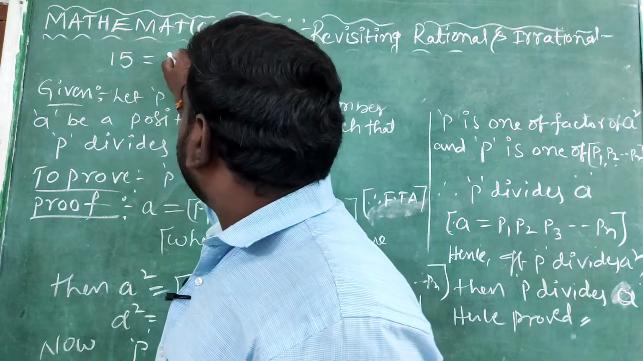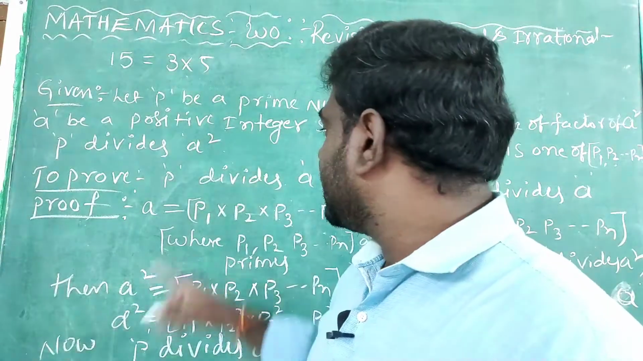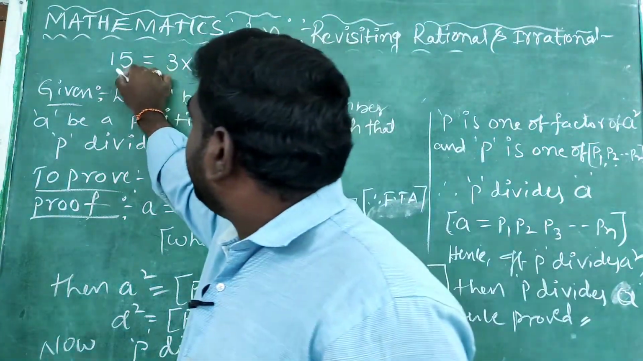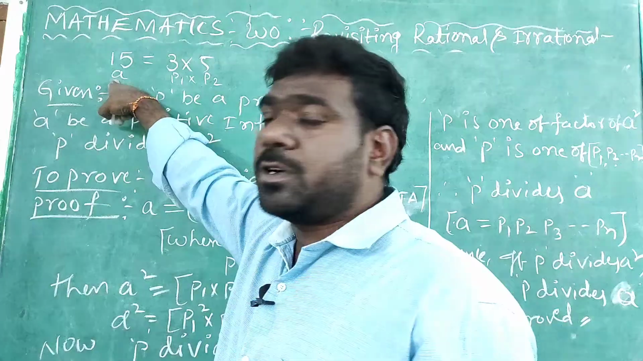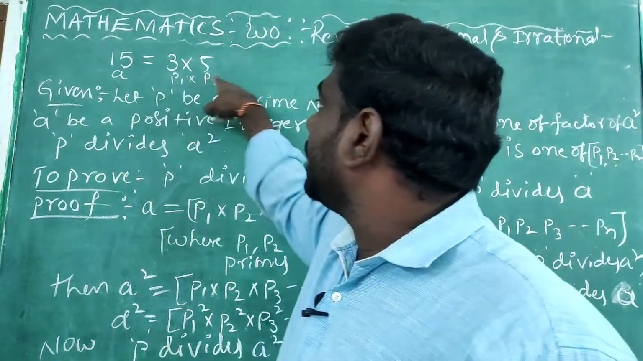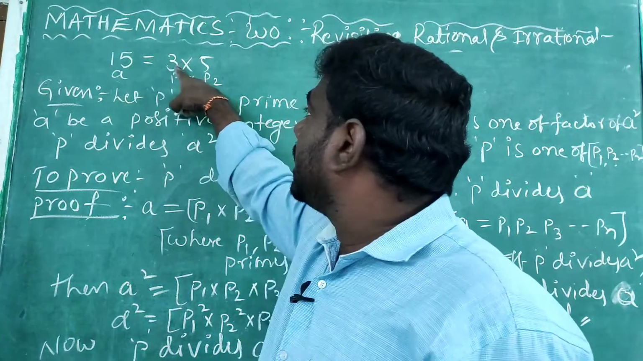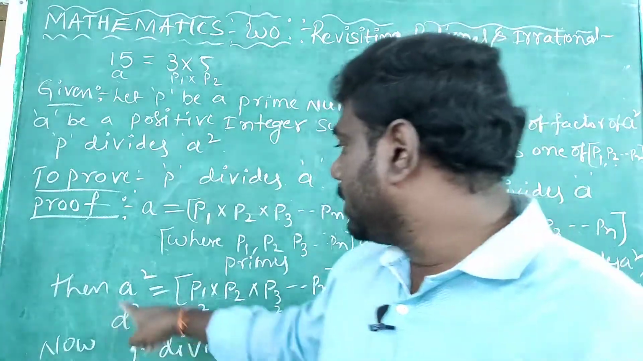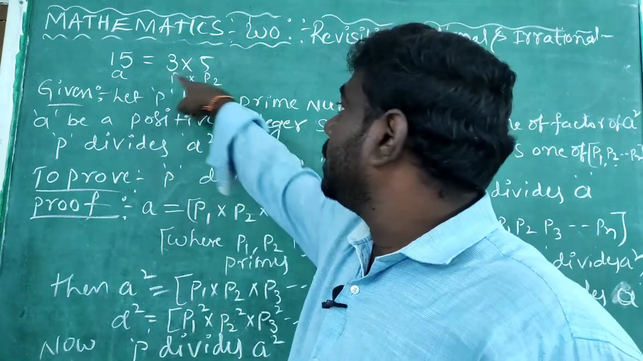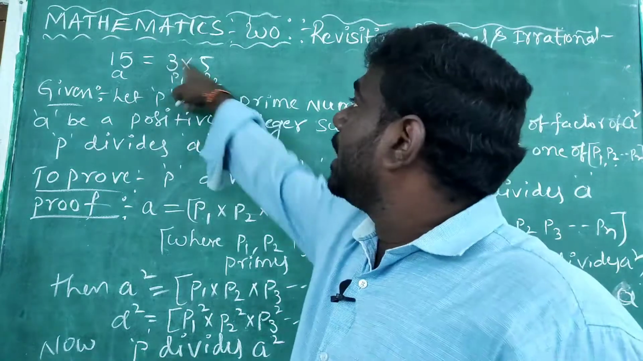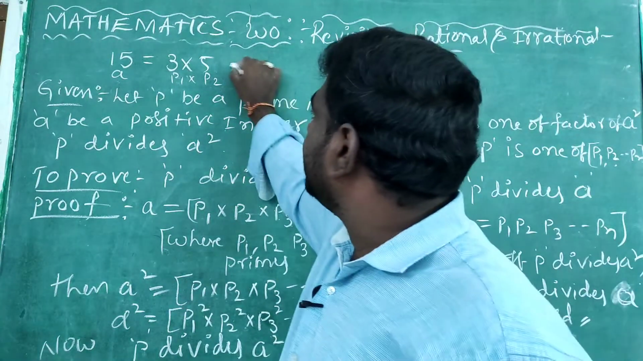So I can write it as 3 into 5. A is the positive integer, and P1 and P2 are its prime factors. So A is a positive integer, and I can express it as a product of its prime factors. Let it be 15; it is a composite number, so I can write it as 3 into 5. Next step: A square, where P1, P2 are the prime numbers. Yes, prime numbers only.